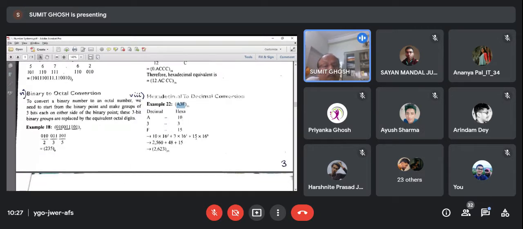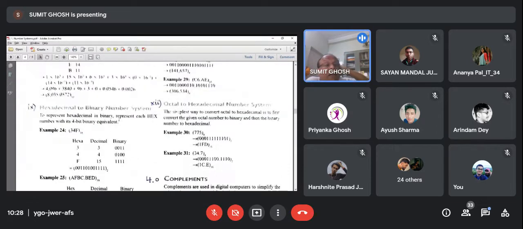So you start from the rightmost. F is 15 actually, and the position weight of this is 16 to the power of 0. Now the next hexadecimal digit is 3, so you multiply 3 into 16 to the power of 1. The next digit is A. A is actually 10, so you multiply 10 into 16 to the power of 2. The position weight is 2. So you add them up, you get this number. Is it clear? Yes, sir.